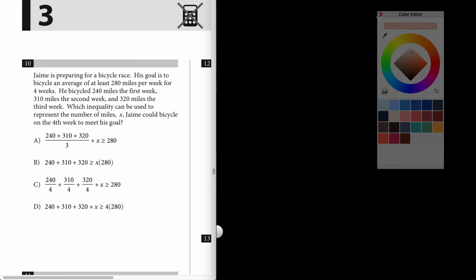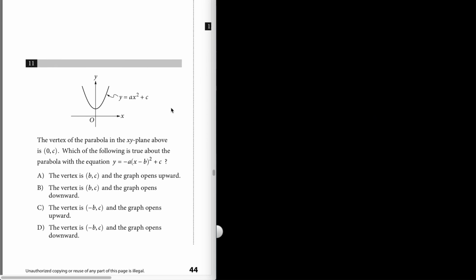Alright, next question. The vertex of the parabola in the xy plane above is (0, c). Okay, so let me write the equation of the parabola really quick. We have y equals ax squared plus c, and they tell us the vertex is (0, c). Okay, let's keep going. Which of the following is true about the parabola with the equation y equals negative a times (x minus b) squared plus c?